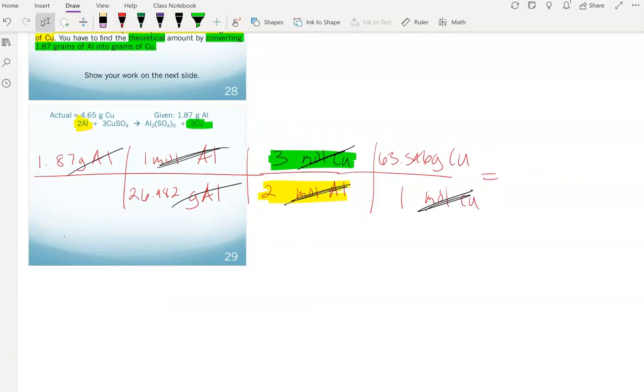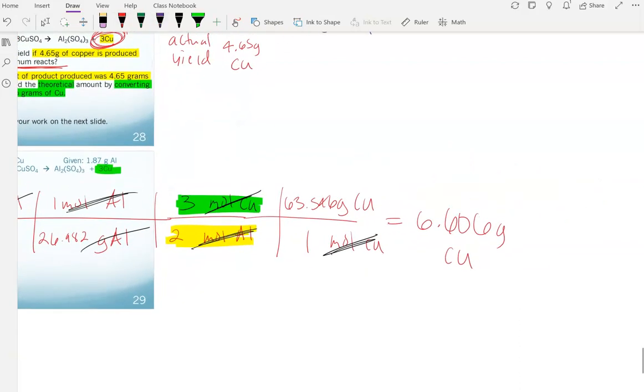So I have to multiply everything in the top. So 1.87 times 1 times 3 times 63.546. And then I'm going to divide it by the two things multiplied together in the bottom, which is 26.982 times 2, and make sure you just do your order of operations correctly. So this would be 6.606 grams of copper. So that is my theoretical yield.